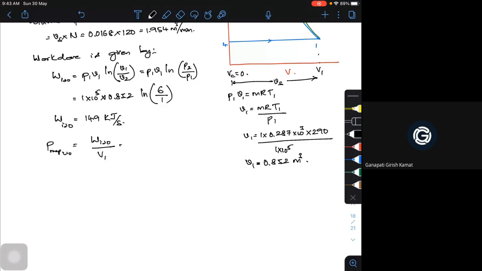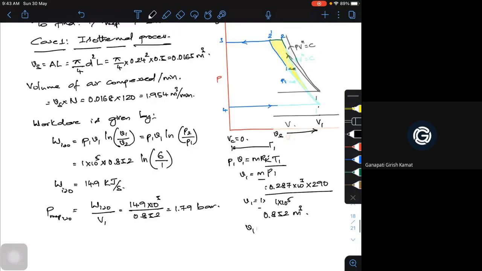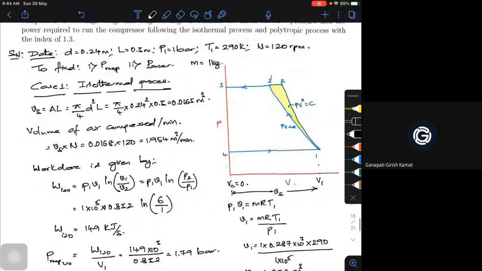If I do that, this is 149 into 10 to power of 3 divided by 0.832. So I'm getting around 1.79 bar. This is the mean effective pressure for an isothermal process. This is the case 1. So we have found both work done as well as the mean effective pressure for the isothermal process.